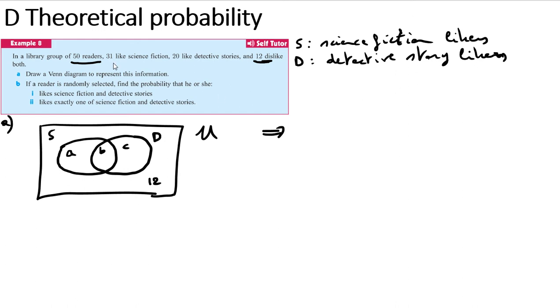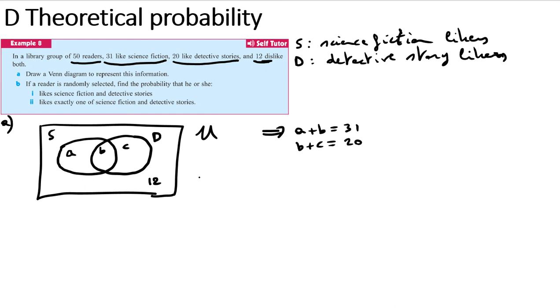It is given that 31 readers like science fiction. So that means that A and B must be equal to 31, because here we have the science fiction likers. And then 20 readers like detective stories. So here we have the detective story likers, that is B plus C. So B plus C must be equal to 20.